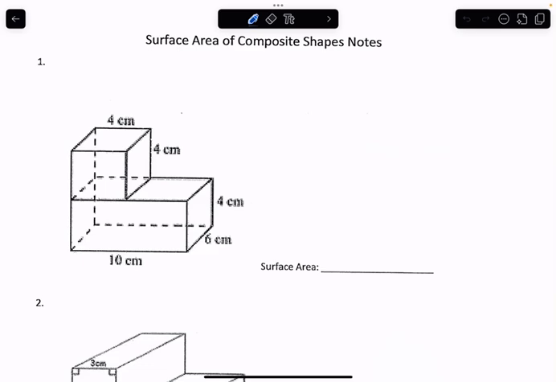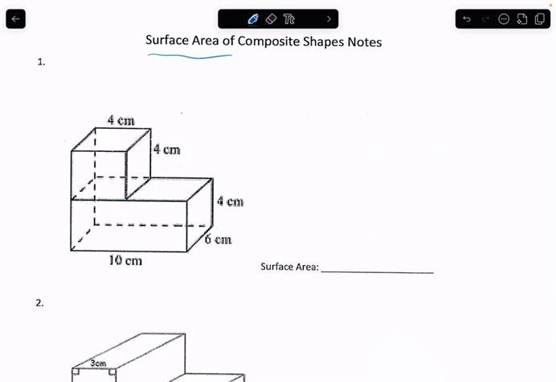All right, we're going to be talking about the surface area of composite shapes. And so when we found the surface area of different prisms, such as rectangular and triangular prisms, if we were just focused on this, we found the area of every single face. And so we kind of combine that thinking with composite shapes.